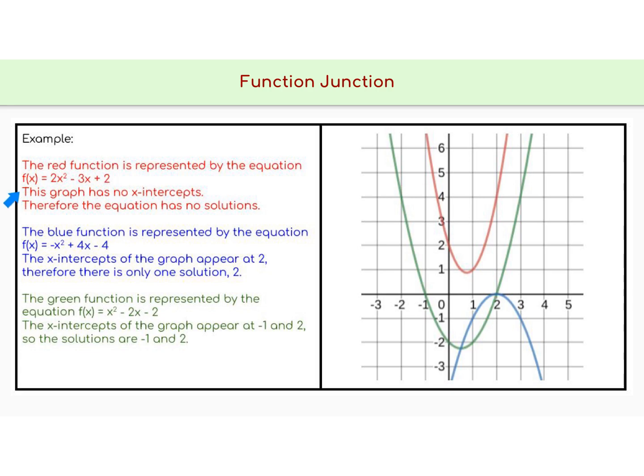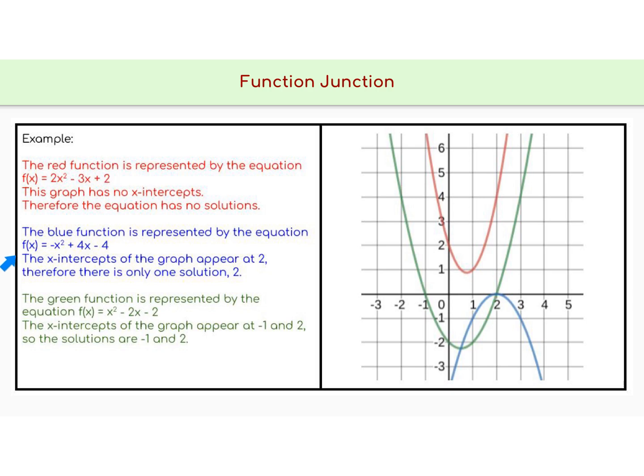So first we have our red function, and this is represented by the equation f of x equals 2x squared minus 3x plus 2. So this is represented by the red parabola on our graph. This graph has no x-intercepts, therefore the equation has no solution. As we can see, there is no x-intercept for our red parabola, thus there are no solutions.